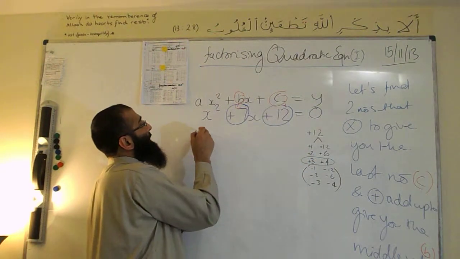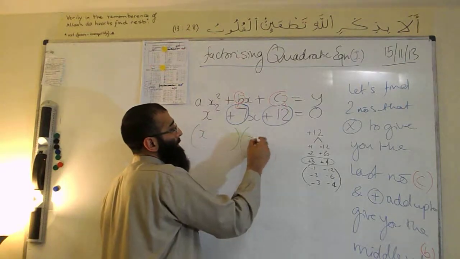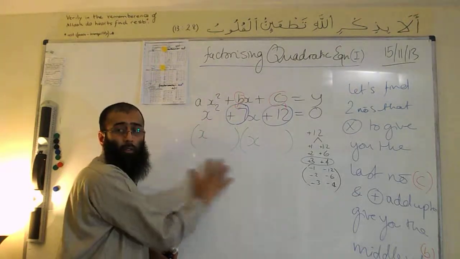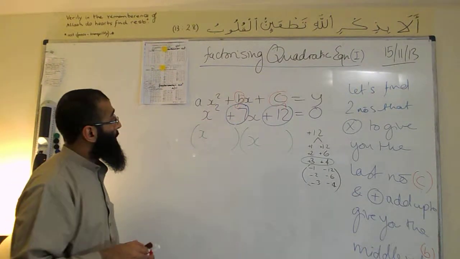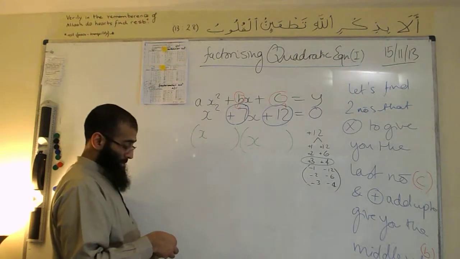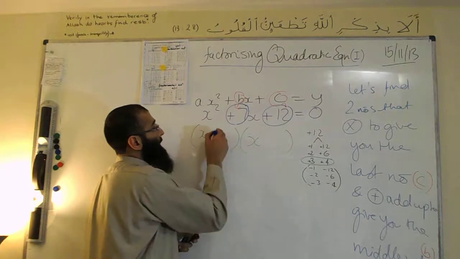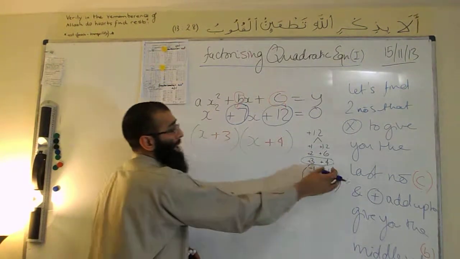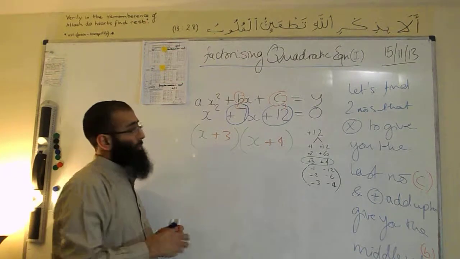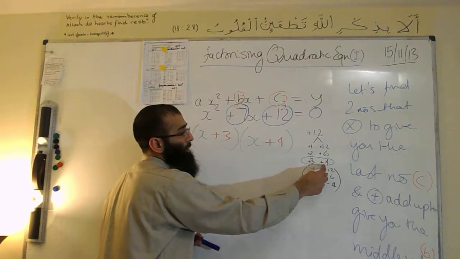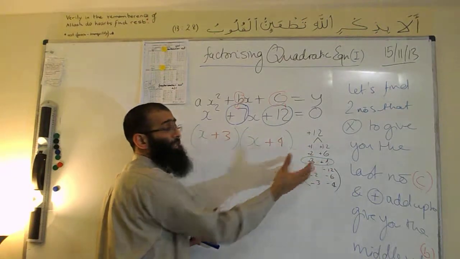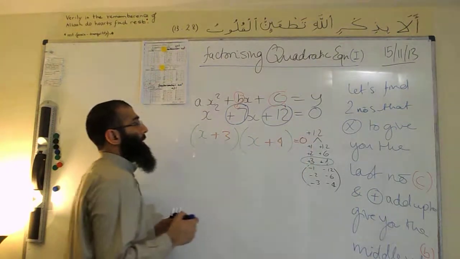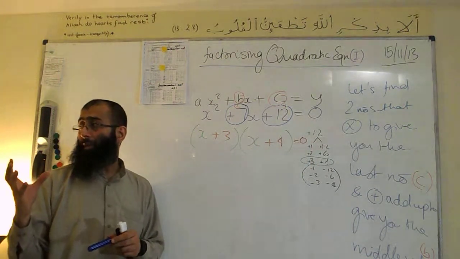So, what we have here now is our template. When we factorize a quadratic equation, it goes in this double bracket format. So, what we're going to do now, we're going to say x plus 3 and x plus 4. You drop your factors straight into the gaps. So 3 times plus 4 will give you plus 12, and when you add them, it will give you 7. So we check that before we put them in. We're happy with that?